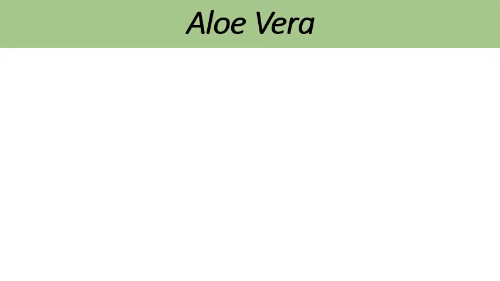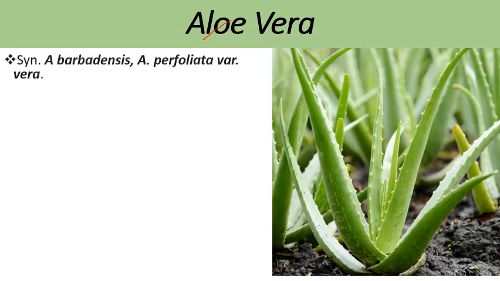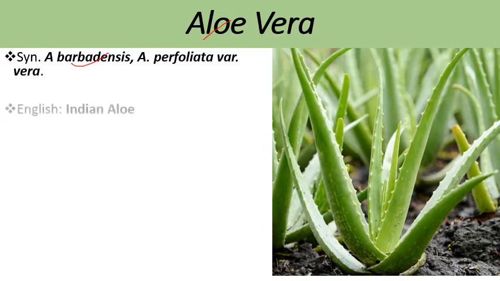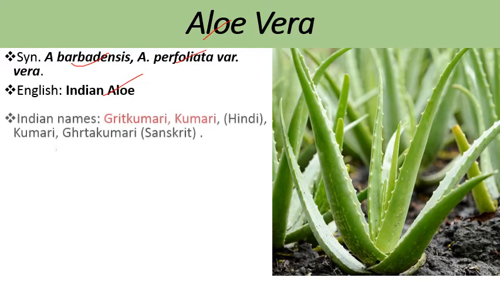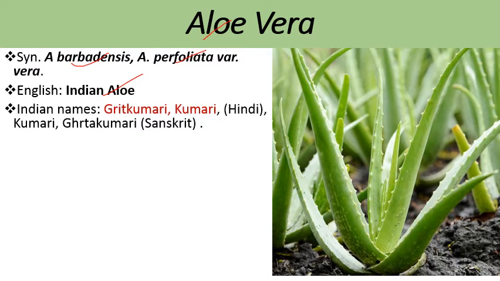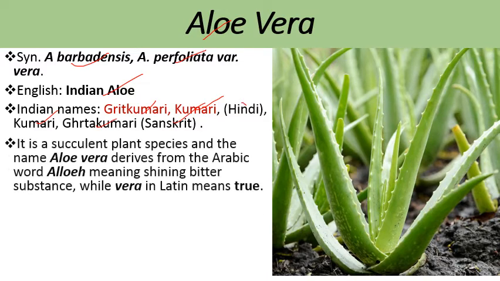Next medicinal plant is aloe vera. Synonyms used are Aloe barbadensis, Aloe perfoliata varieties vera. English name is Indian aloe. Indian names that we use: Ghrit Kumari, Kumari in Hindi, and Kumari or Ghrit Kumari in Sanskrit.